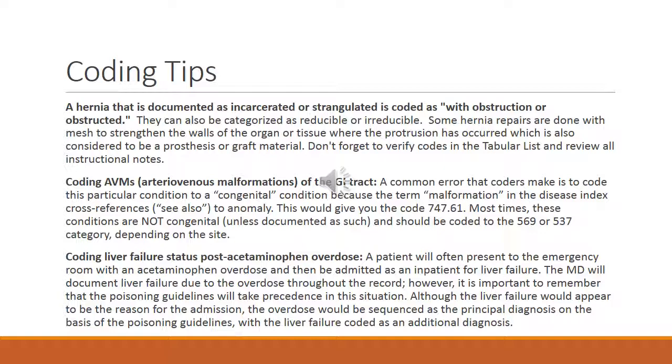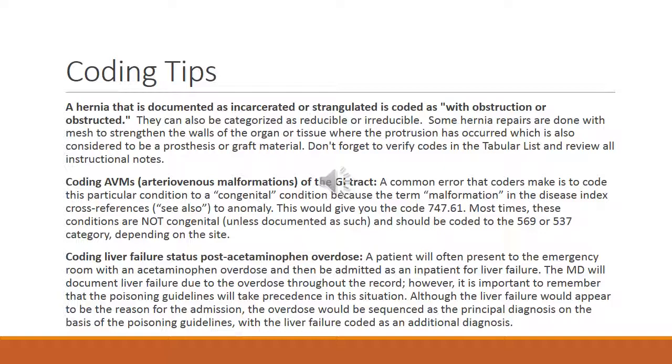Next, coding AVMs, arteriovenous malformations of the GI tract. A common error that coders make is to code this particular condition to a congenital condition because of the term malformation. In the disease index, it cross-references "see also" to an anomaly. This would give you the code of 747.61. Most times these conditions are not congenital unless documented as such and should be coded to the 569 or 537 category depending on the site.